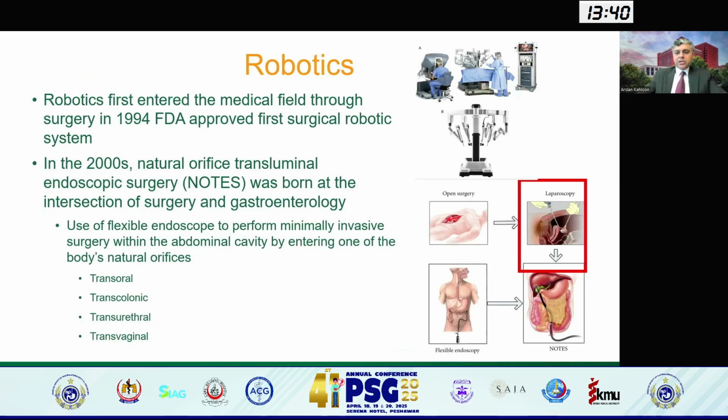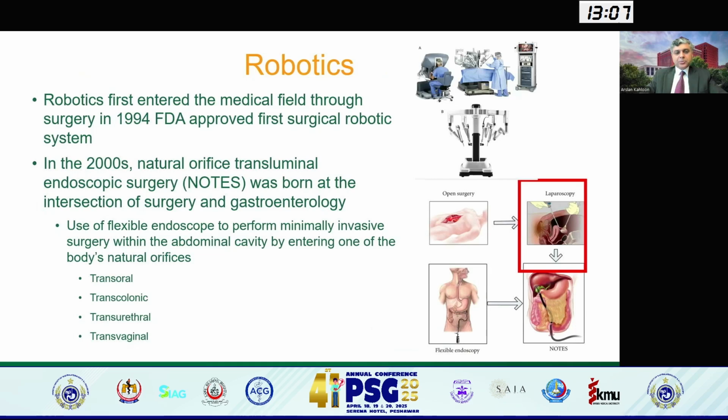So surgery went through evolution from open surgery to laparoscopic surgery, and then using the same principle, NOTES came into existence where you can actually insert a flexible endoscope through some of these natural orifices, and then be able to get into the peritoneal cavity to perform minimally invasive surgeries successfully using either transoral, transcolonic, transurethral, or transvaginal approaches. Now, this is where we were trying to move in the early 2000s.